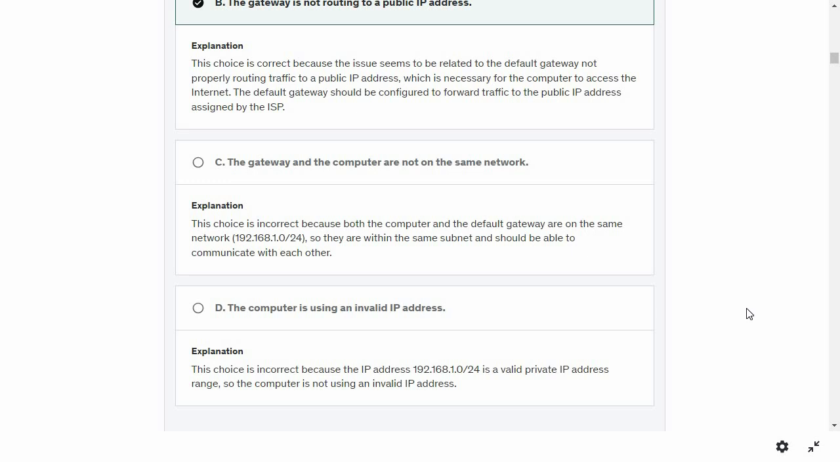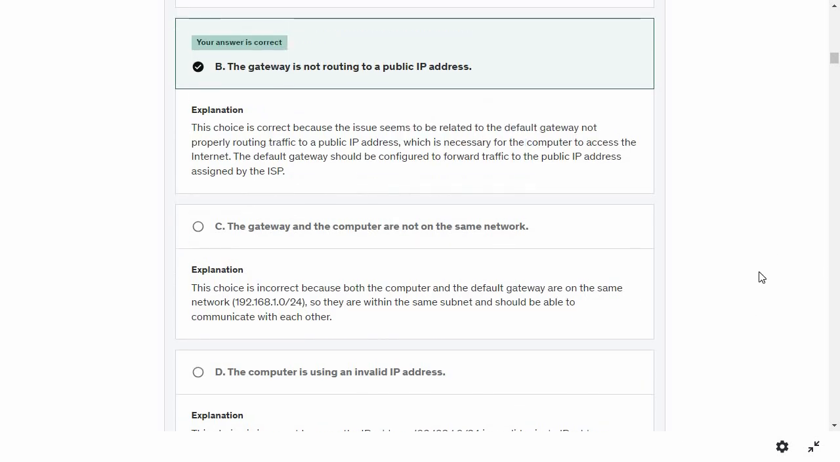The computer is using an invalid IP address. This choice is incorrect because the IP address 192.168.1.0/24 is a valid private IP address range. So the computer is not using an invalid IP address. This also is a wrong answer. So the only correct answer for this scenario is the gateway is not routing to a public IP address.